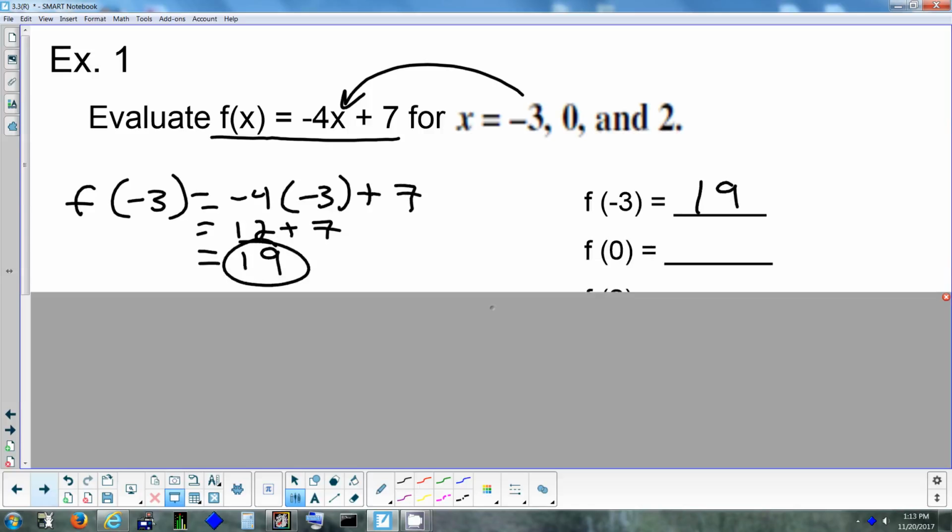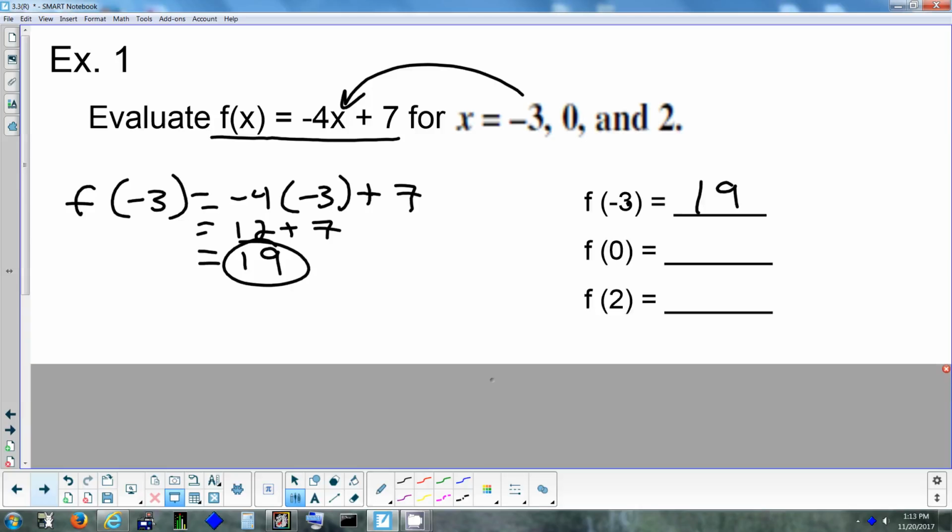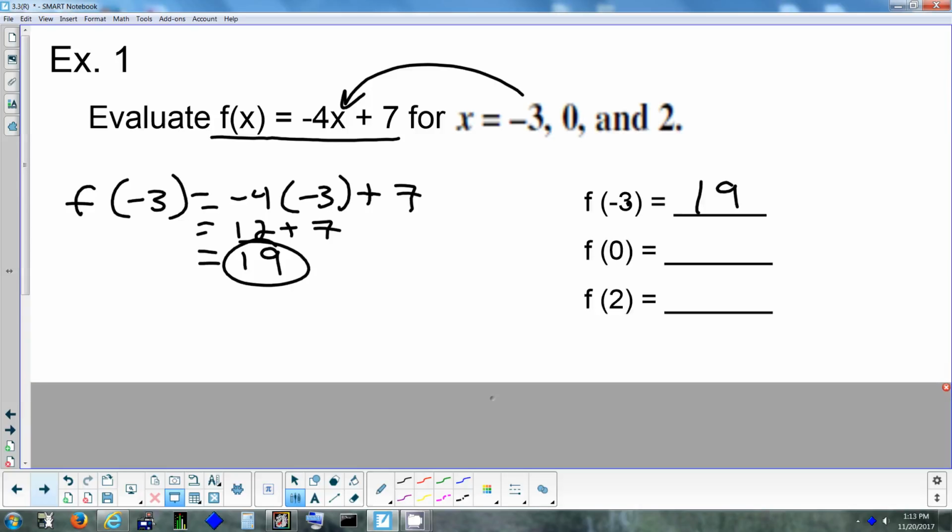Yay. So what this means is the value of function f, if you plug in negative 3 for x, is 19. That's what that means. The value of function f at negative 3 is 19. Another way to say it is if you plug in negative 3 for x, you get 19 for, what letter does that represent again? That f of x?